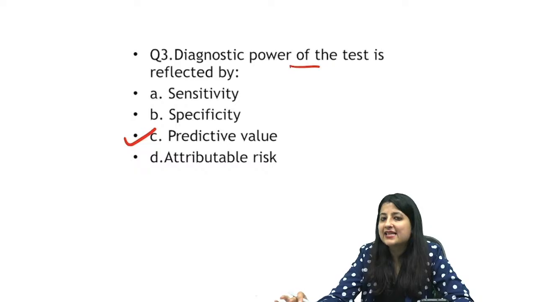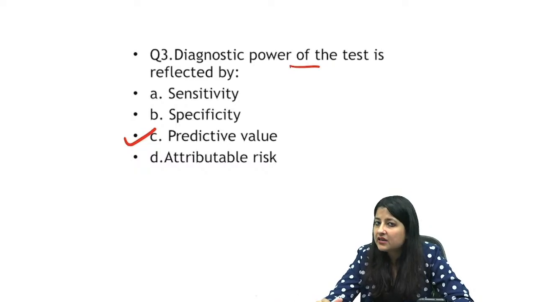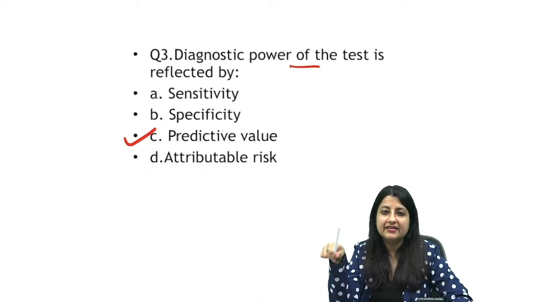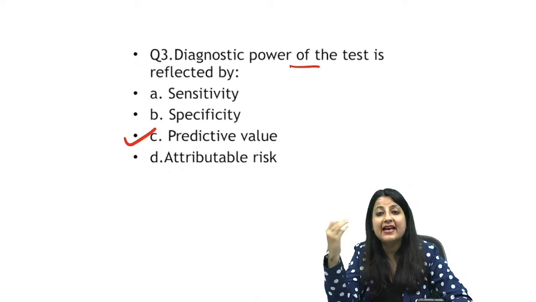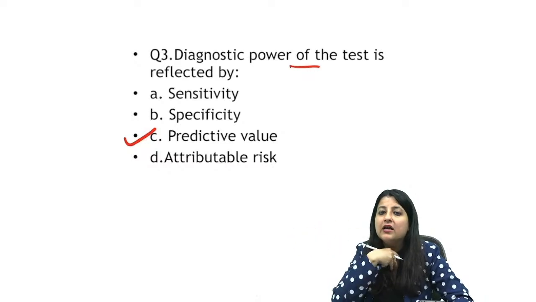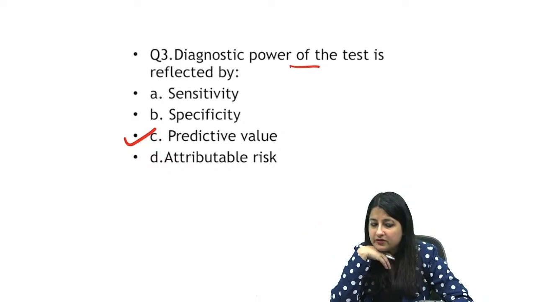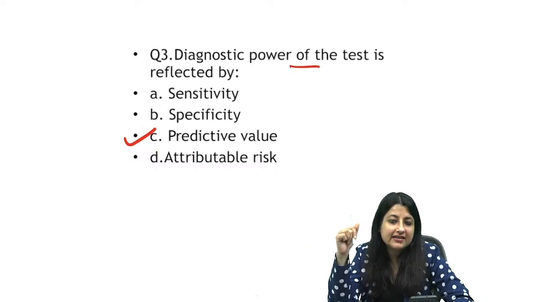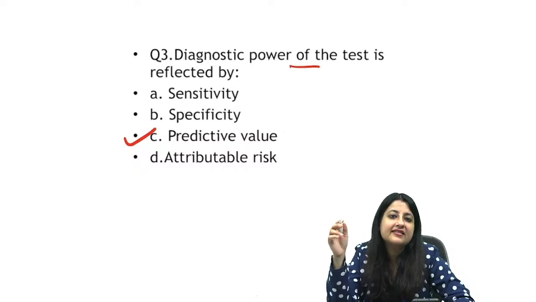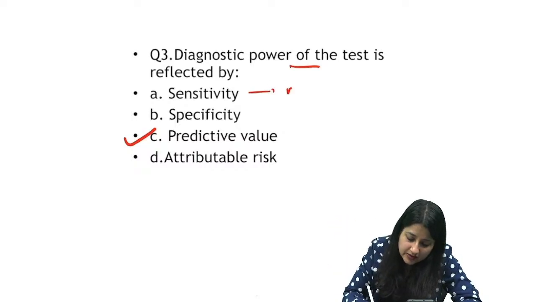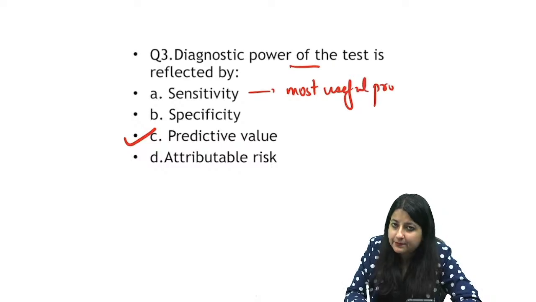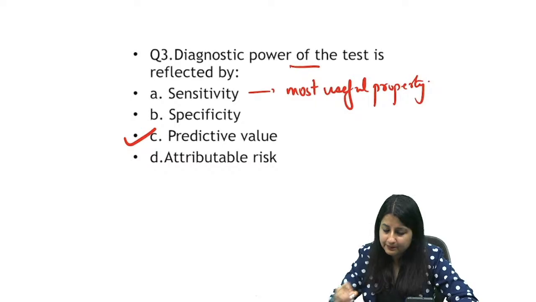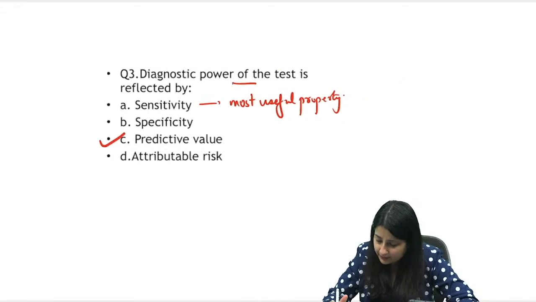Nobody is going to say sensitivity specificity. Diagnostic power to correctly include the disease is positive predictive value and correctly exclude the disease is negative predictive value. Suppose I am screening test positive, do I really have the disease? That is positive predictive value. If I am screening test negative, do I really not have the disease? That is negative predictive value. And which is the most useful property of a screening test? The most useful property of a screening test, everybody, is sensitivity. Clear? Okay, let's go to a couple more questions quickly.